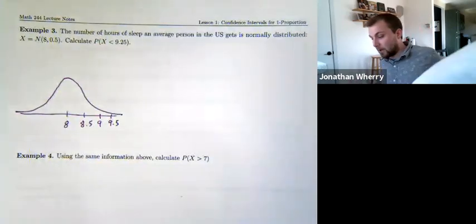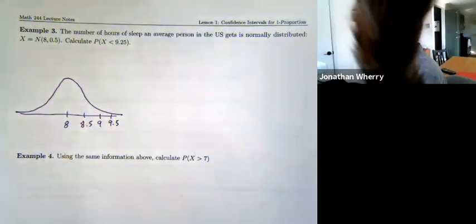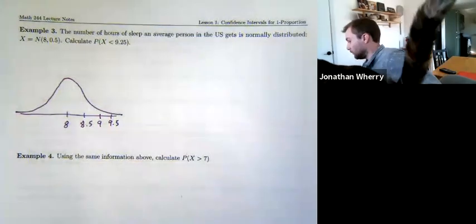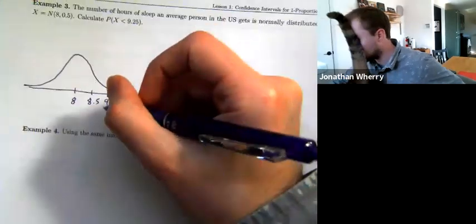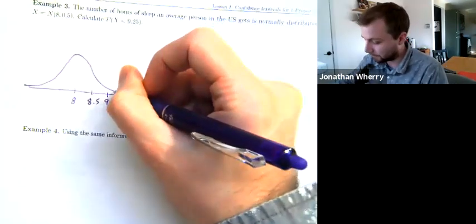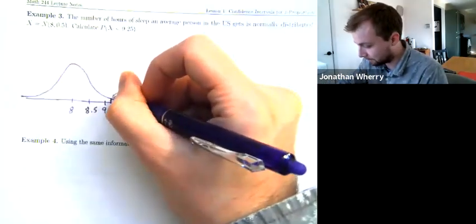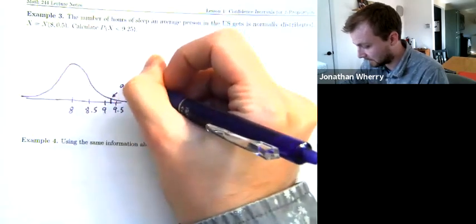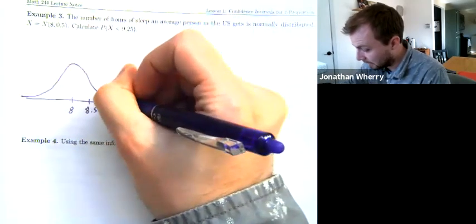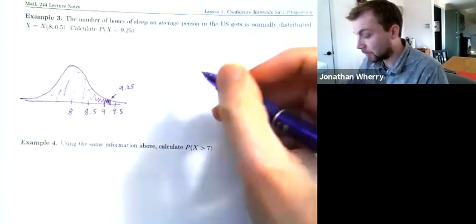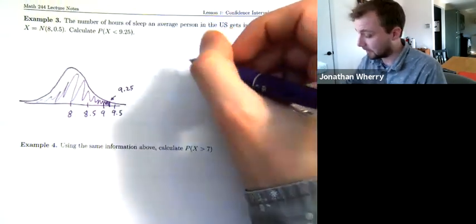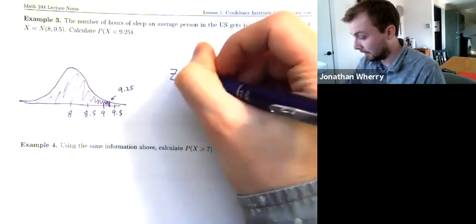And for this problem, I'm looking at an area between 9.25 and less. So I'm going to mark 9.25 on my curve. That's right here. Or less, I'm going to shade that to the left. Going through my process, I've drawn my picture. Next step, I'm going to find my z-score.